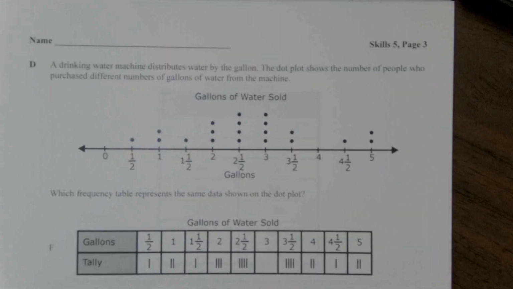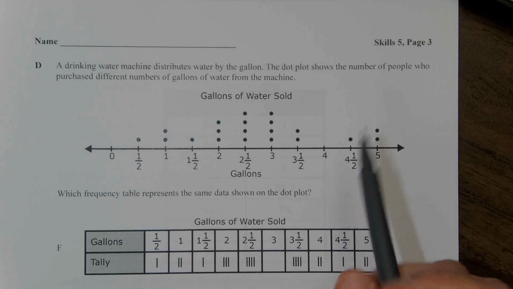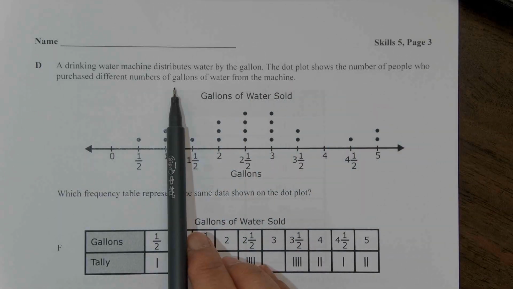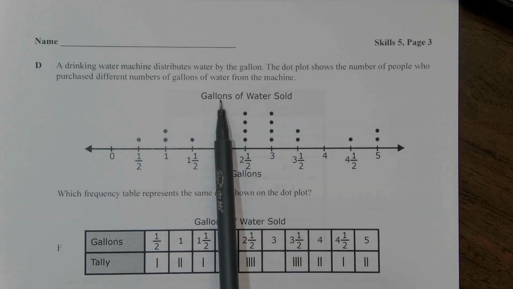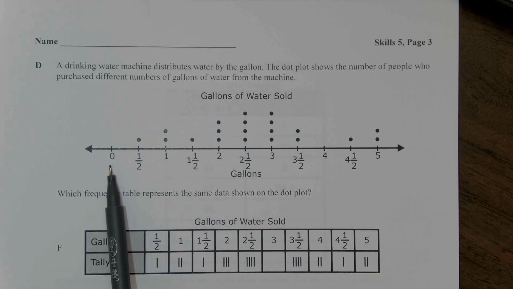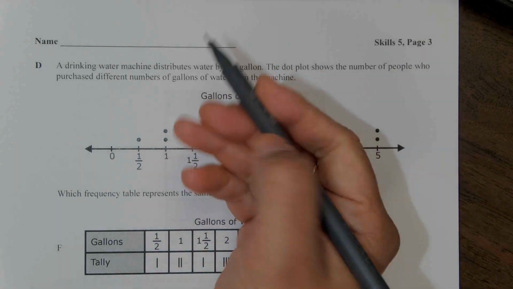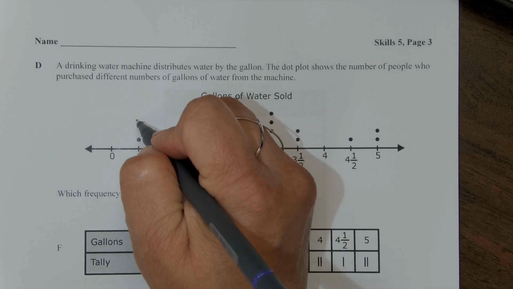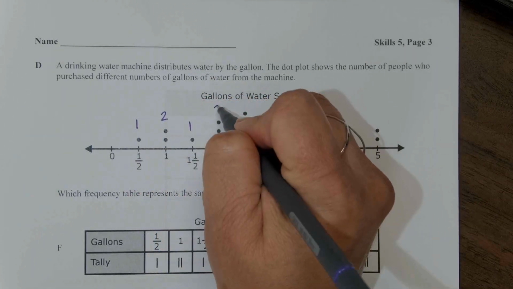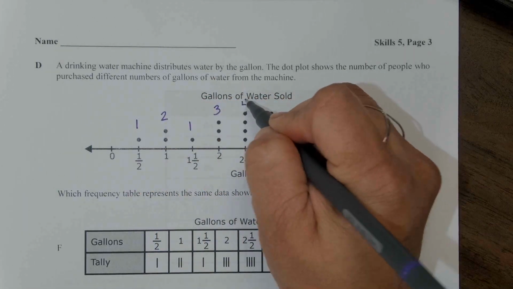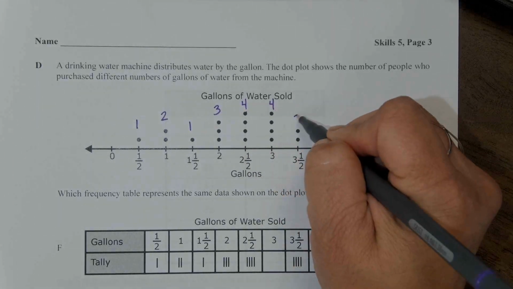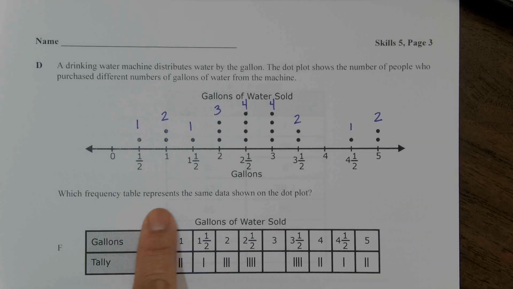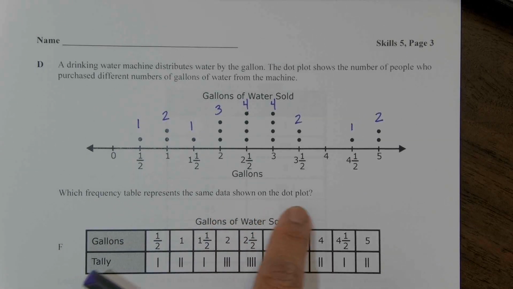A drinking water machine distributes water by the gallon. The dot plot shows the number of people who purchase different numbers of gallons of water from the machine. Gallons of water sold. So here you have 0, half, 1, 1.5. So I'm going to go ahead and put my data above my dot plot. So remember to do this. 1, 2, 3, 4, 4, 2, 1, and 2. Which frequency table represents the same data shown on the dot plot?